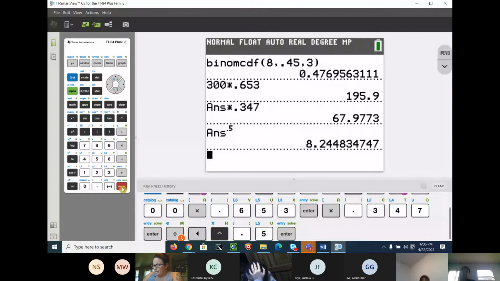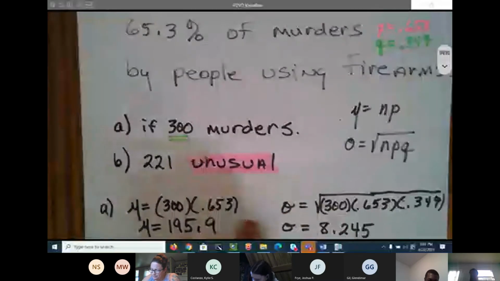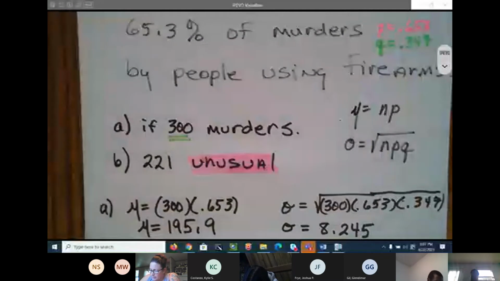8.245, and hold on a minute, and I will show you the whiteboard. There's the whiteboard. Well, hold on, give me a second. Let me show you the whiteboard. There is N times what? P. And there is N times P times Q. And then there's the 195. And then sigma is the square root of 300 times 0.653 times 0.347.